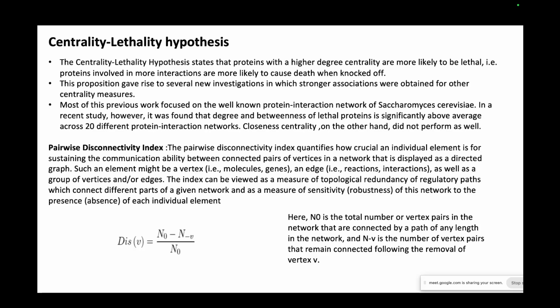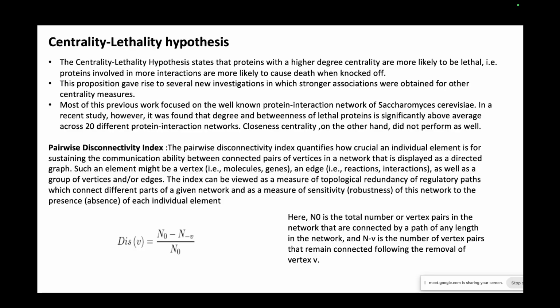So the idea is that if you have nodes that have very high connections, if you delete that node from the system, the system is probably going to collapse, or in our case, the individual or the species is going to die, right? So if you have a node that is highly connected, that means it is a very important node.